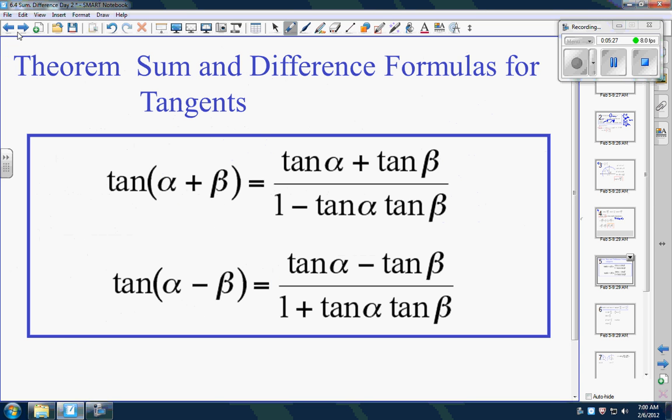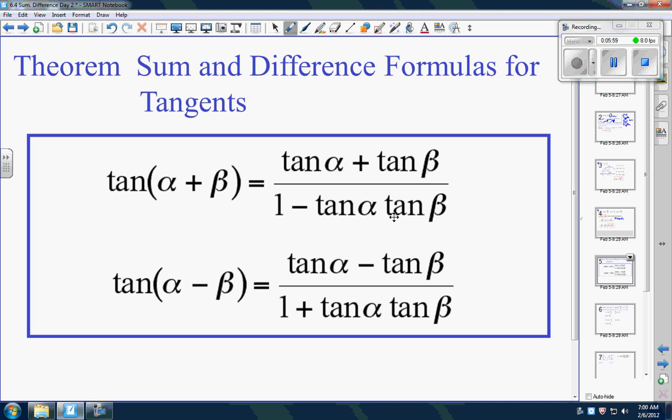Now, here's these tangent ones. Okay, again, you don't have to have them memorized. We just got to know how to work with them. Notice tangent alpha plus beta. So tangent A plus tangent B over 1 minus tangent A tangent B. Okay, so the tangents, if it's a plus sign here, it's plus up top. It's minus down here. If it's a minus here, it's a minus up top and a plus down bottom, and the formula is exactly the same.